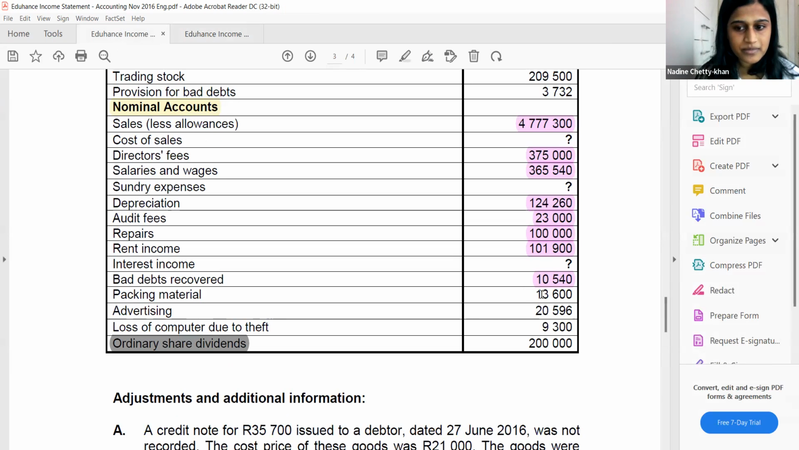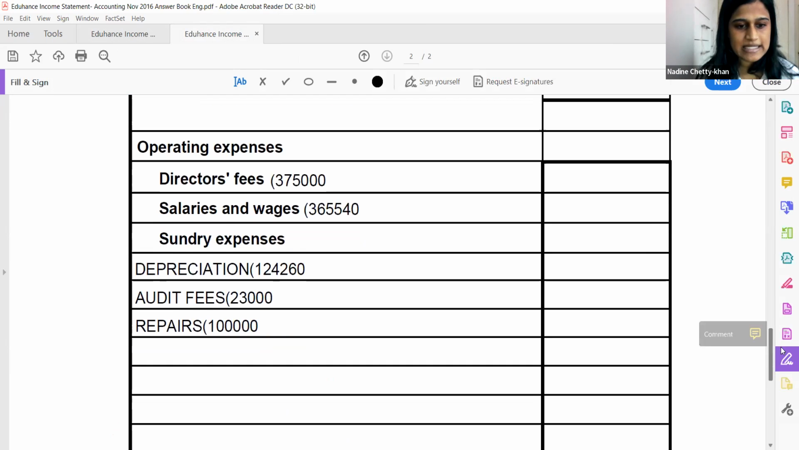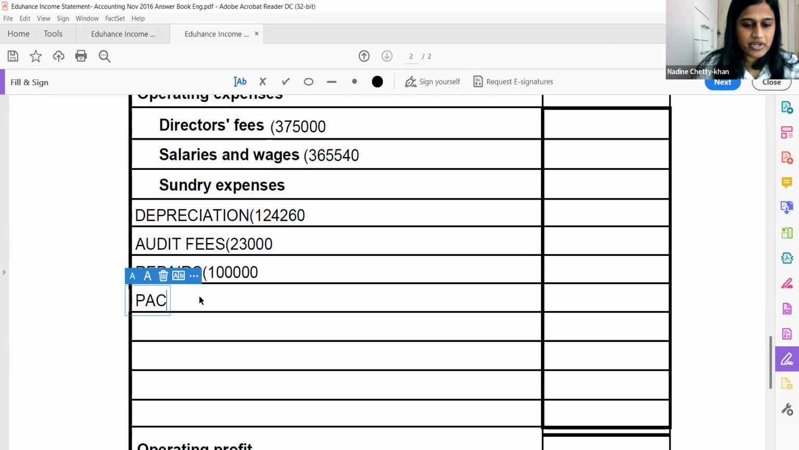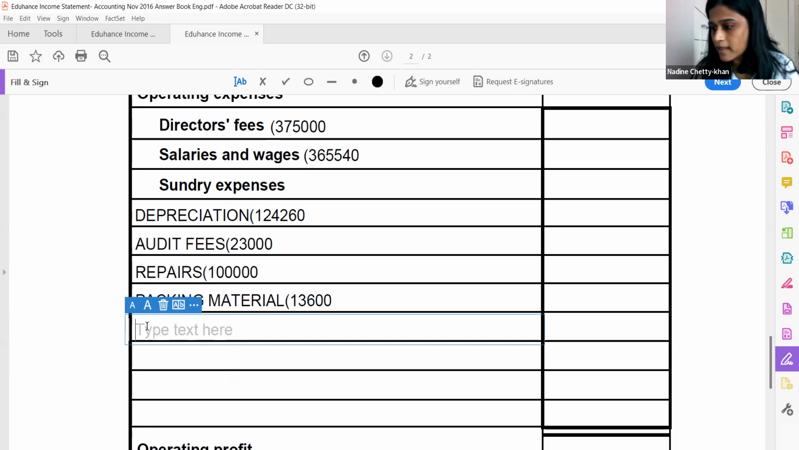Packing material, 13,600. And then we got advertising, which is also an expense of 20,596. So we're going to go under operating expenses. So remember, because packing material here is shown under the nominal account section, we can safely assume it's an expense. Okay. If it was shown under the balance sheet section, then we would say it's an asset. Okay, so knowing that difference between nominal and balance sheet is also very important.